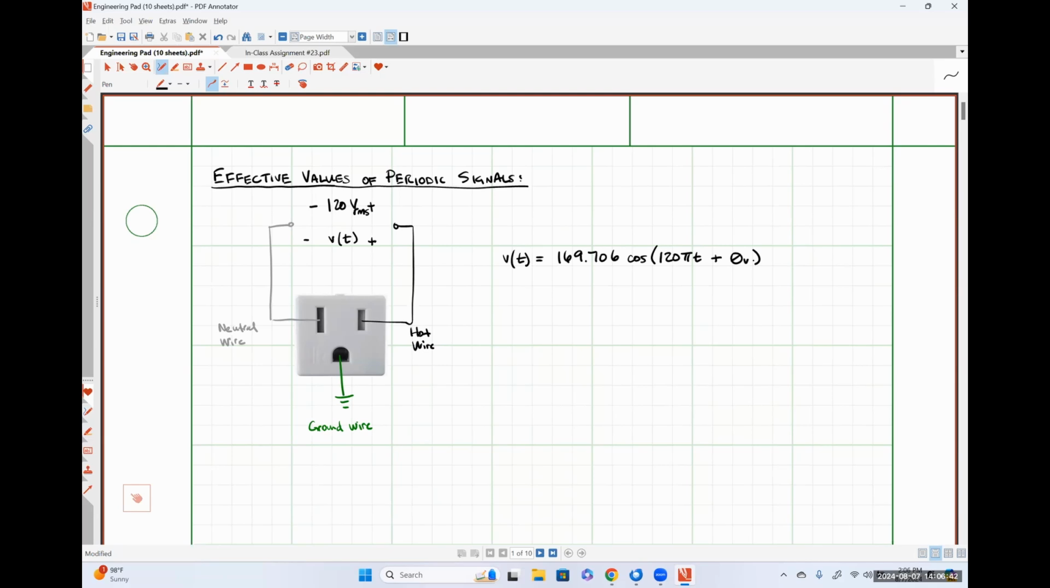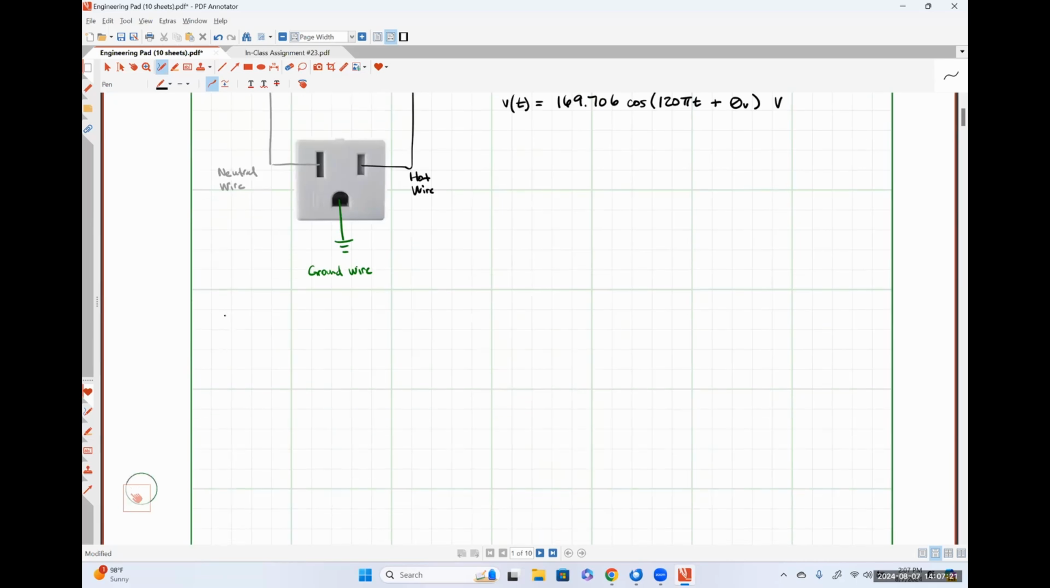And this would be in volts. So what we're going to figure out here for the first part of this class is how the heck we wound up representing 169.706 cosine(120 pi t plus an arbitrary phase angle theta_v) as 120 volts. 120 volts RMS is what's known as the effective value for this particular waveform.